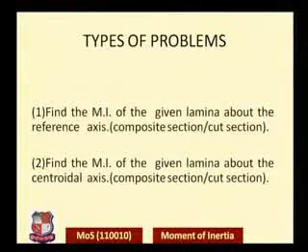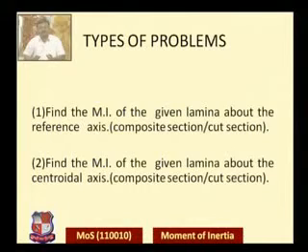Now in the exam there are two types of problems which can be asked. You will be given the figure or the lamina and one reference axis will be given to you, and you will be asked to determine the moment of inertia about that reference axis. And the second type of problem, rather than giving the reference axis, you will be asked to find the value of MI about the centroidal axis.